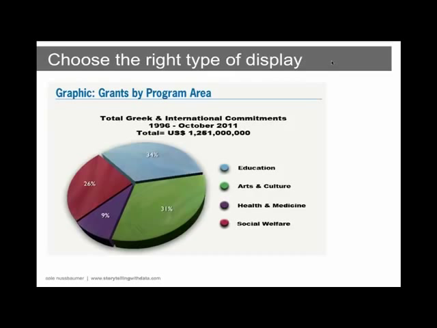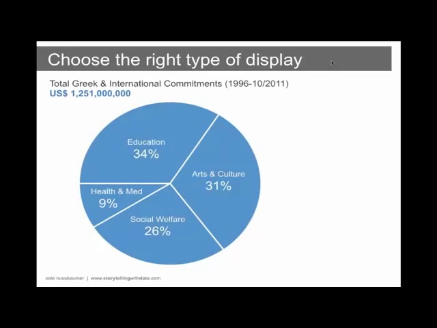In this case, we have the added dimension of 3D, which obscures things, makes some things appear bigger than they are, other things appear smaller. So you typically want to stay away from 3D when you're plotting data because it introduces noise and actually makes the data harder to read. So if we were to make some changes to this, we could look at something like what we have here now. So we've flattened the pie chart. We've taken out the 3D.